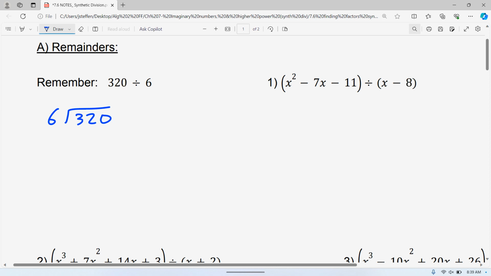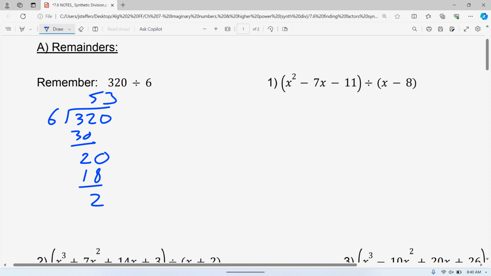So if you take 320 divided by 6, how many times does the 6 go into 3? None. So then you go to the 32. How many times does the 6 go into 32? That's 5. That gives you 30. Then you subtract those. Under that, you get 2. How many times does the 6 go into 20? 3, which is 18. Sorry, that gives you 2.